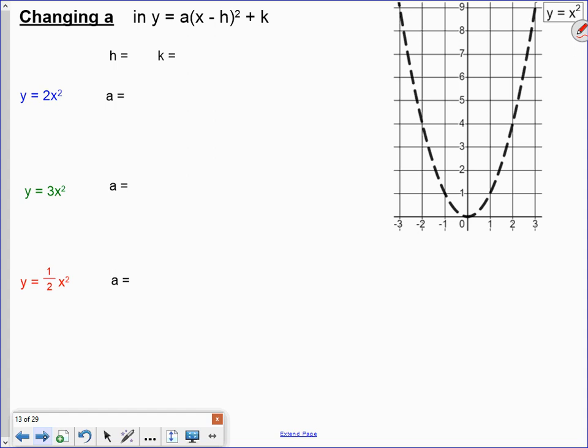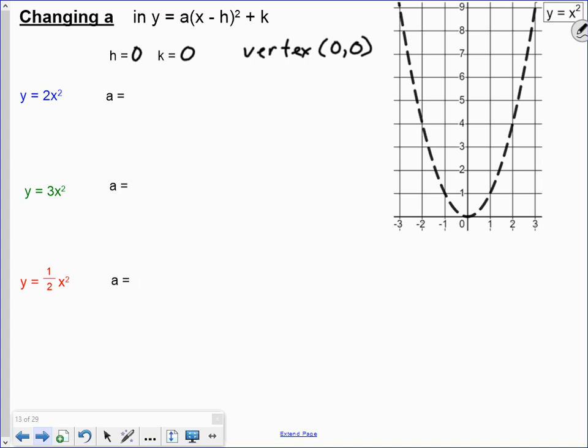Okay, let's look at what happens when we change the value for a. In each one of these, we are going to keep h equal to 0 and k equal to 0. Notice that in any of these ones listed down the side here, we don't have a number inside the brackets with the x, and we don't have a number added or subtracted on the end. So for all of these, we know right away that our vertex is going to be 0, 0, our value of h and our value of k.